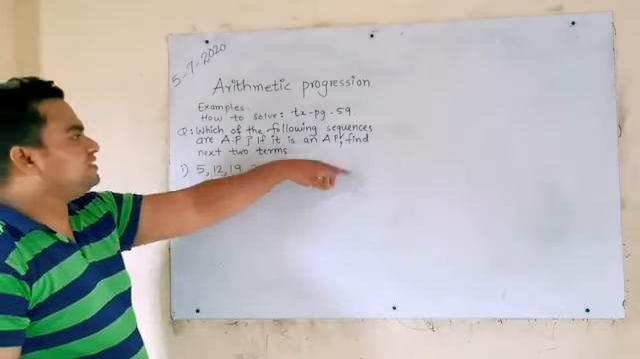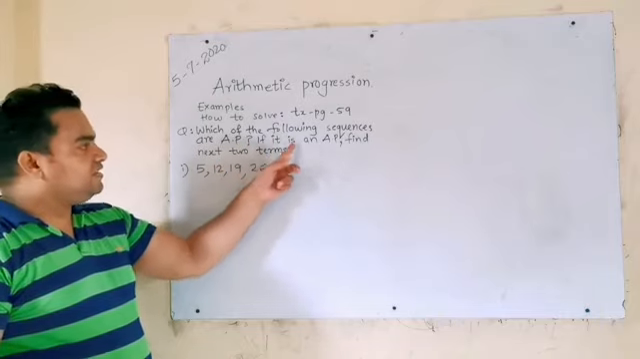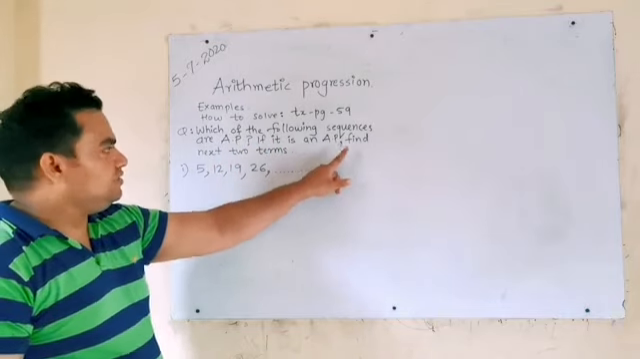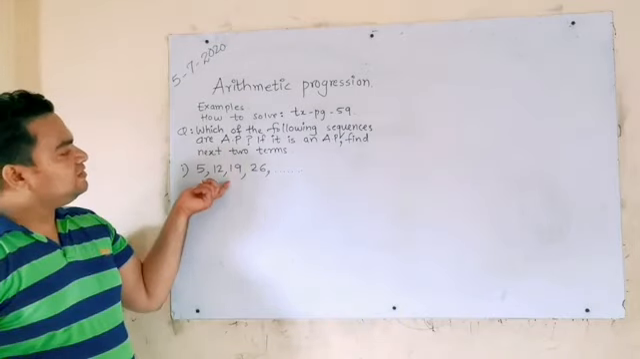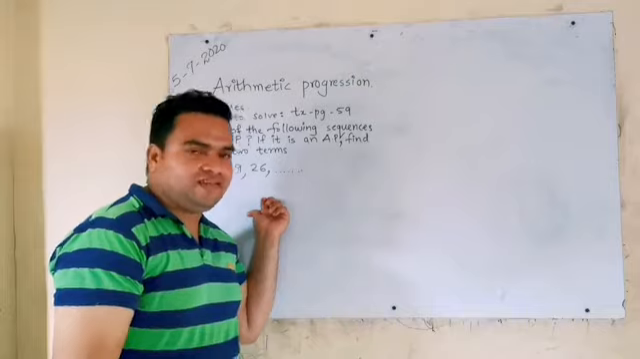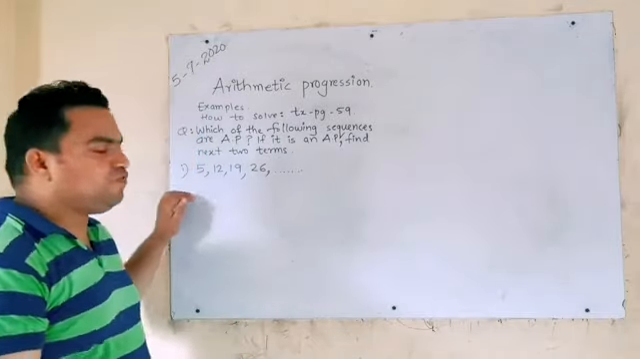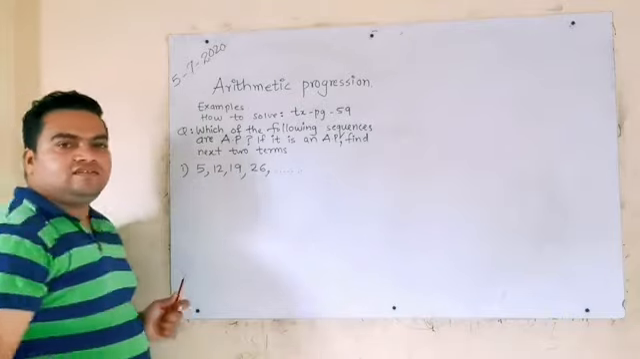Which of the following sequences are arithmetic progression? If it is an arithmetic progression, find the next two terms. It means we have to find whether this given sequence is in arithmetic progression, yes or no. So for that we have to first find the common difference between each term.